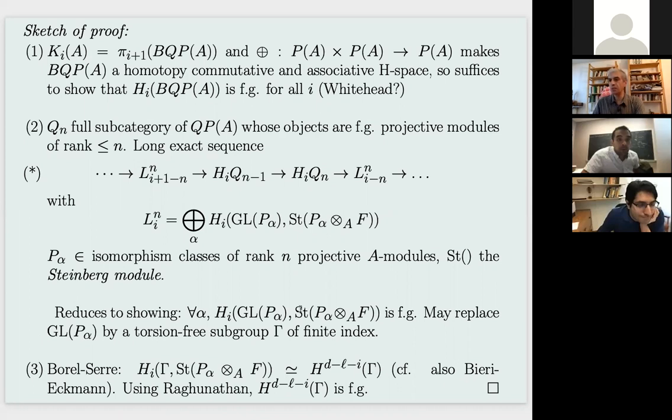And then to do that, you can replace GL of P alpha by a torsion-free subgroup of finite index. And then you can apply a theorem of Borel-Serre, which says that the homology of gamma with values in this Steinberg module is canonically isomorphic to its cohomology in another degree. L is a certain integer depending on gamma. That's a duality which was, I guess, independently found by Bieri-Eckmann, but this is a special case of Bieri-Eckmann duality.